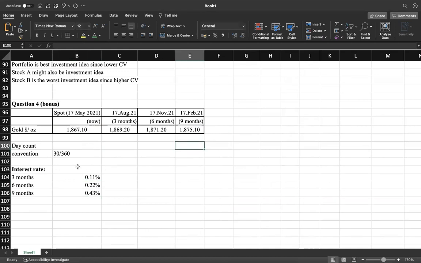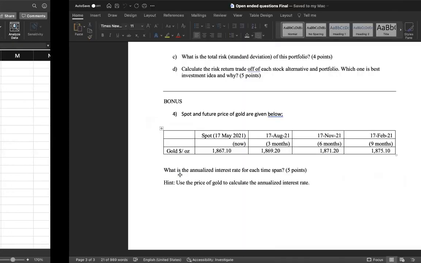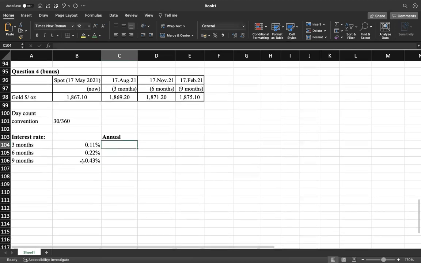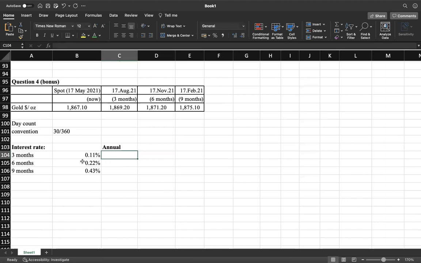So they are periodic interest rates, but we are looking for the annualized interest rate. We know that we have 4 quarters in 1 year, and 1 quarter consists of 3 months. So therefore, this rate is a quarter rate, and it should consist of 1/4 of the annual interest rate.